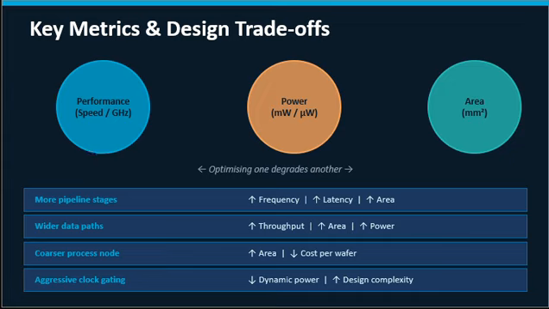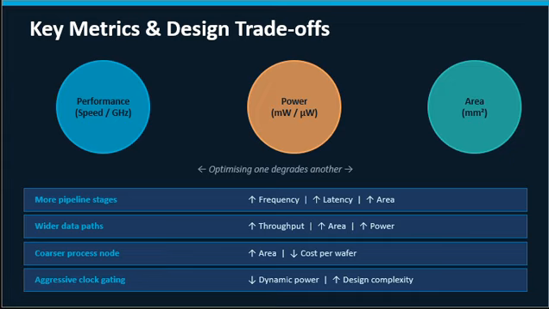Key metrics and design trade offs. Everything in ASIC comes back to the PPA triangle: performance, power, and area. These three are always in tension. If you increase the pipeline depth to get a higher clock frequency, you improve performance but add area and increase latency. If you widen your data paths for throughput, area and power both go up. If you move to a coarser process node, you might cut cost per wafer, but your area balance changes. This trade space is why chip architects earn their salaries.